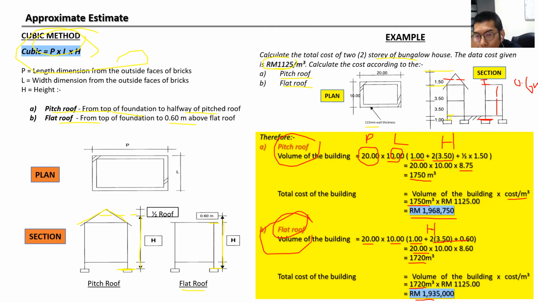So that's how you generate the approximate estimate for this particular project. That's how you apply the cubic method. Next, in the following video, we are going to move on to the third method, which is the story enclosure method.